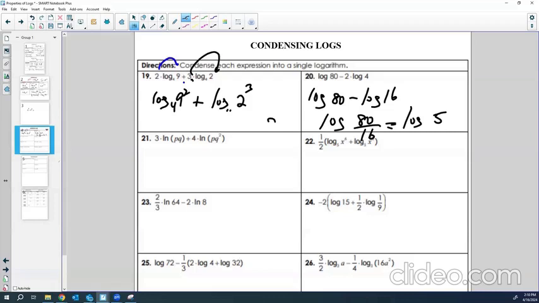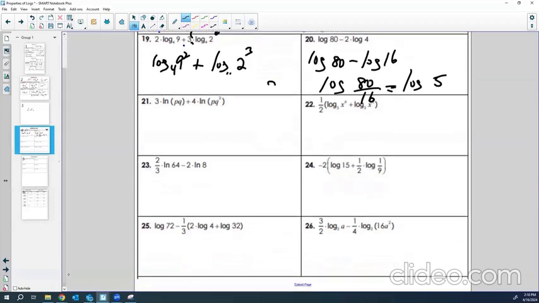Okay, let's do a good one. Let's look at number 25. What is the major operation going on between these logs? Subtraction, right? So I'm going to leave that last. So where am I going to work first? Exactly. What's in the parentheses first? So let's combine those first inside the parentheses.